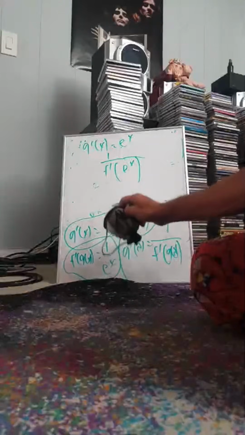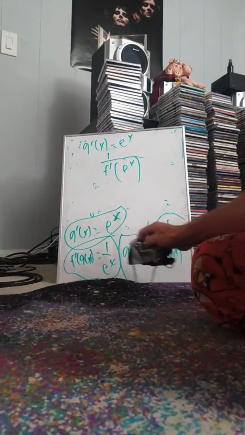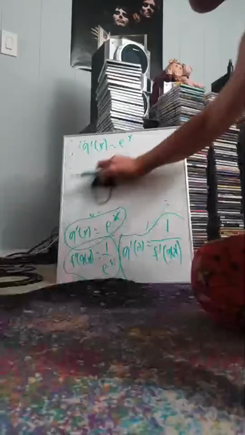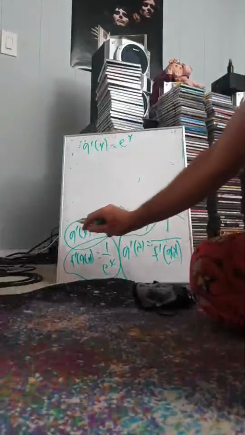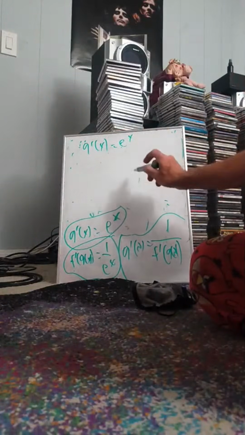g of x, g prime of x equals e to the x. And f prime, okay, here I go. So let's do this again. g prime of x is e to the x. That's this right here. g prime of x is e to the x.